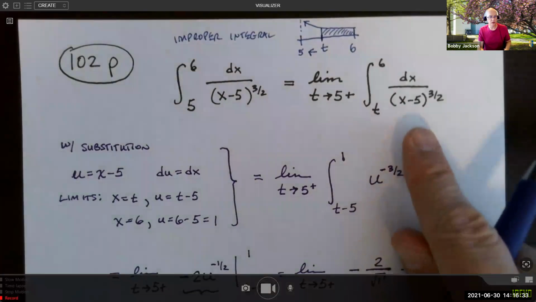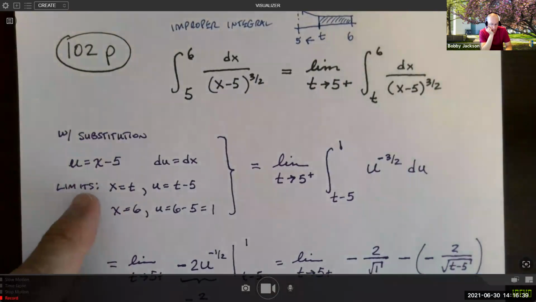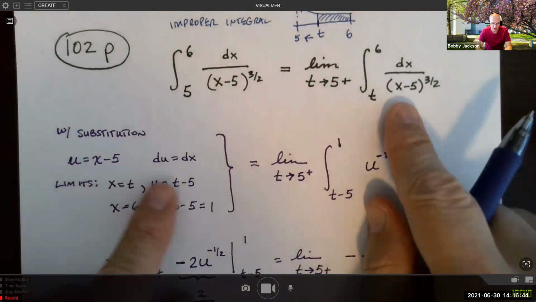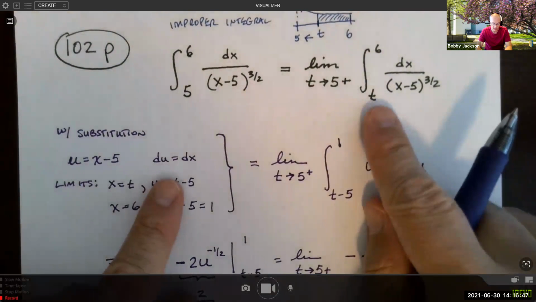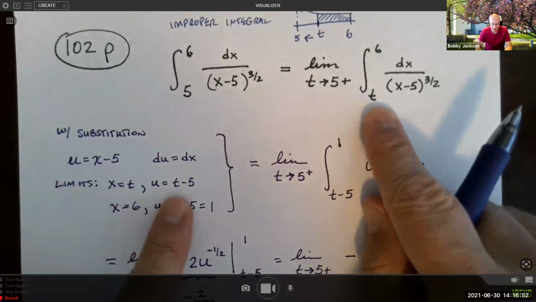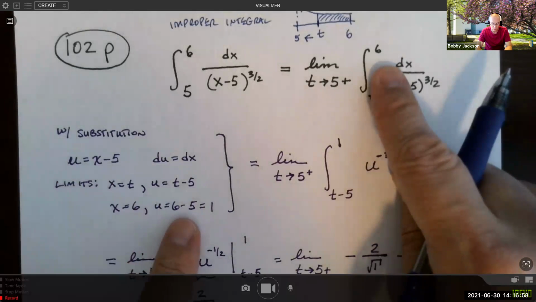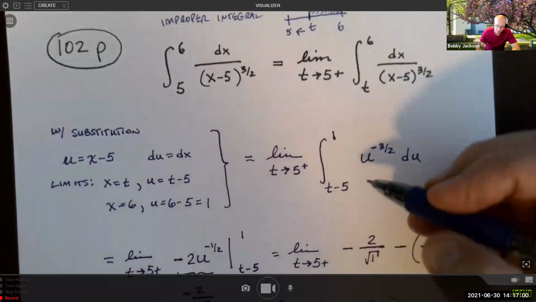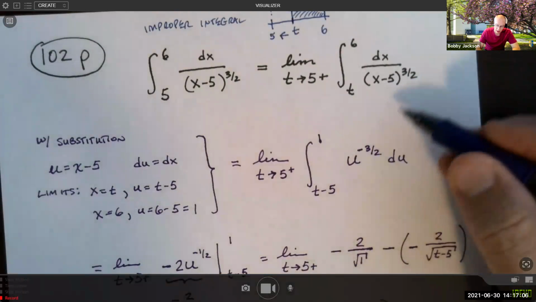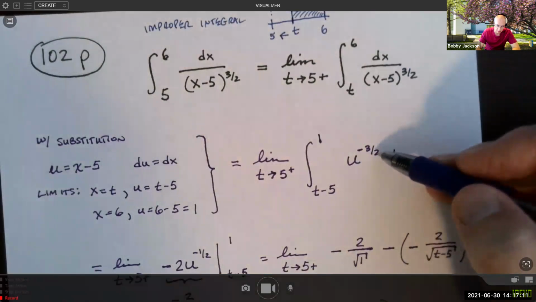One is with substitution. Well, they're both with substitution, really. If u is equal to x minus 5, that's the substitution I would use. du is just dx, but we do need to change the limits. The lower limit is t, so if I plug t in for x, I get u is t minus 5. The upper limit is 6. If I plug in x is 6, I get 6 minus 5 is 1. So my limits in the u world go from t minus 5 to 1, and I have 1 over u to the 3/2, of course, which is u to the negative 3/2 du.